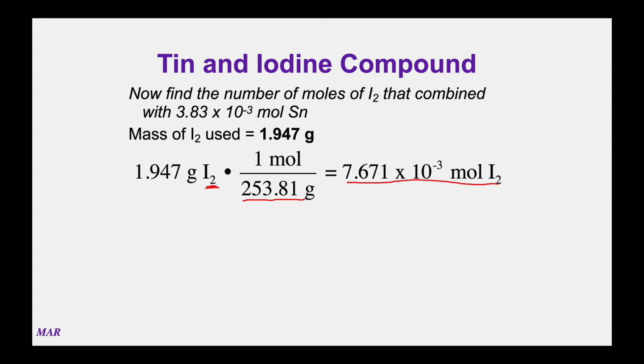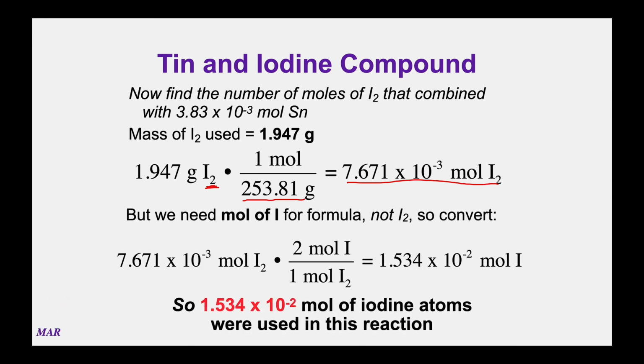But in a compound with tin and iodine, or magnesium and iodine, or anything, you want just individual I atoms. So what we're going to do is convert the I2 into just I. So we'll multiply it by 2. There's 1.534 times 10 to the minus 2 mole of iodine atoms used in this reaction. Don't use the I2, you want just the individual I's.